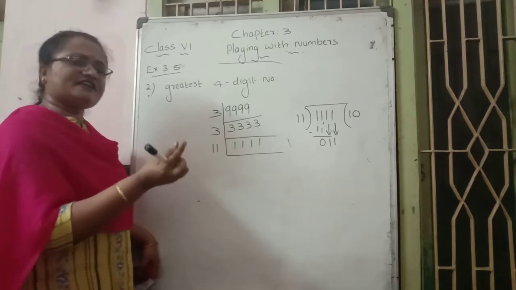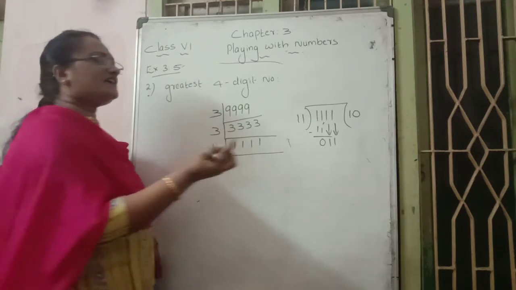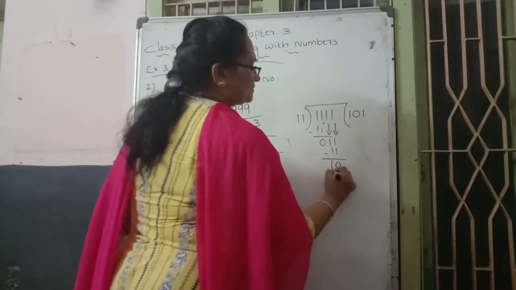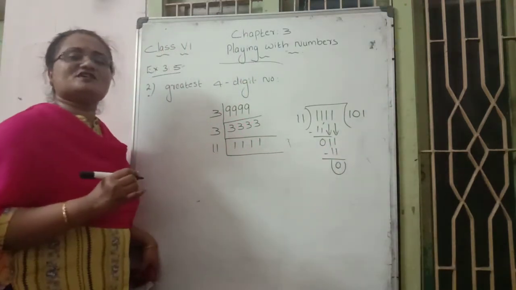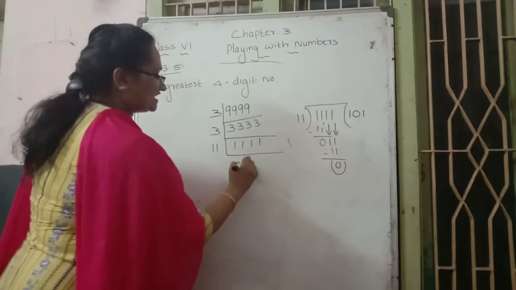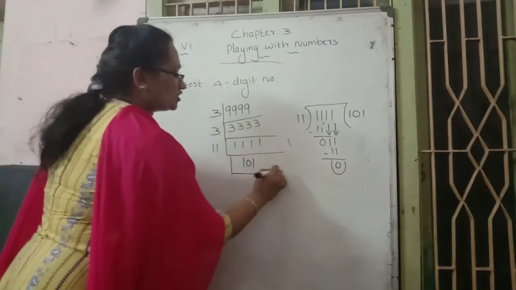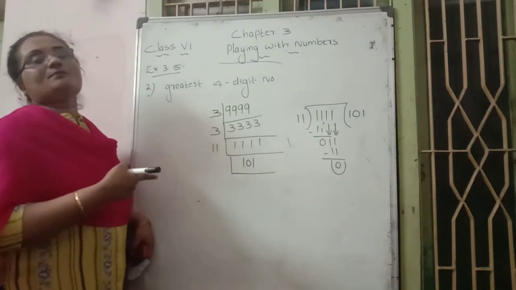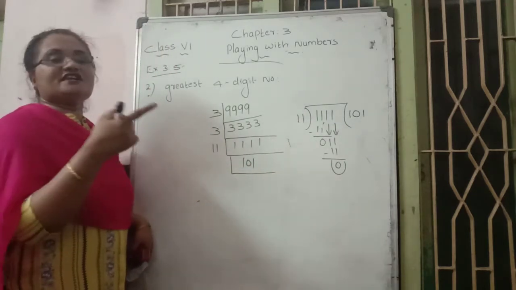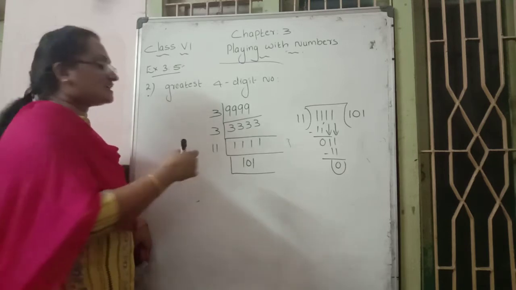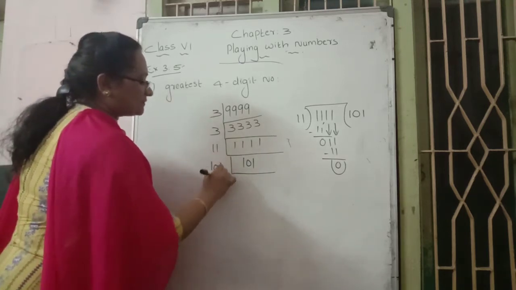Again 11. In the 11 table we get the answer 11. 11 ones are 11. So write the product, and subtracting, the remainder becomes 0. So what is the quotient there? 101. Is 101 a prime or a composite number? It is a prime number only. With no other table do we get this answer. That's why 101 is a prime number.